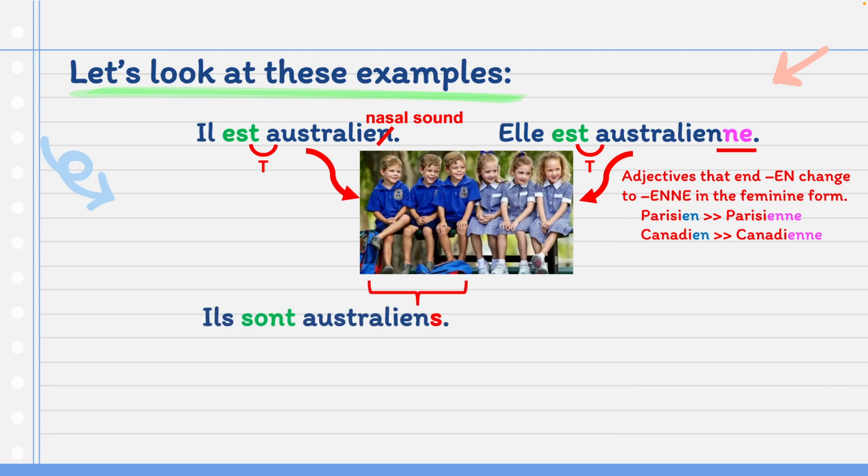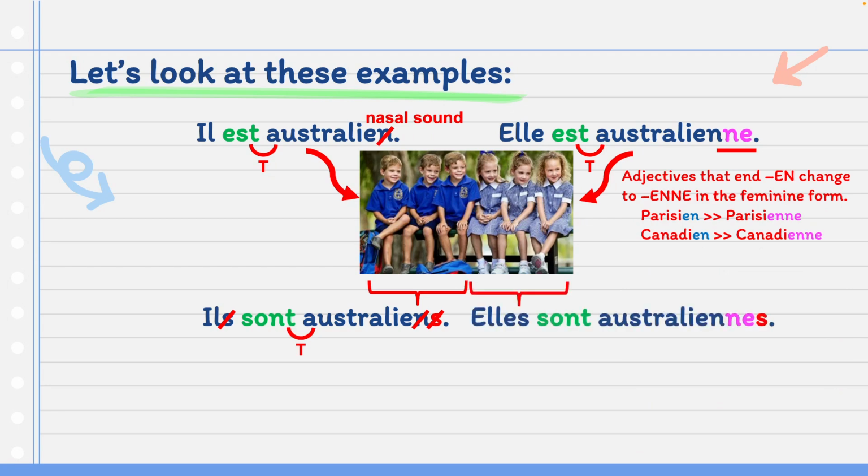Now, if we just want to say they are Australian, referring to just the boys, we would say ils sont australiens. So we can say that T again, because normally it's just ils sont. We don't say the T, but because it's followed by a vowel, we can say that T. We don't say the final S on il. And we don't really say the N. It has a nasal sound. And that S doesn't get pronounced either.